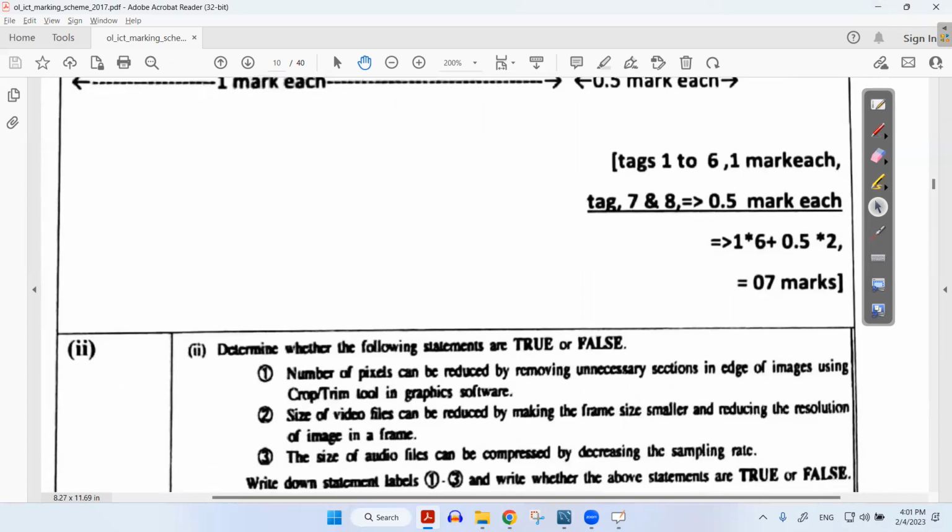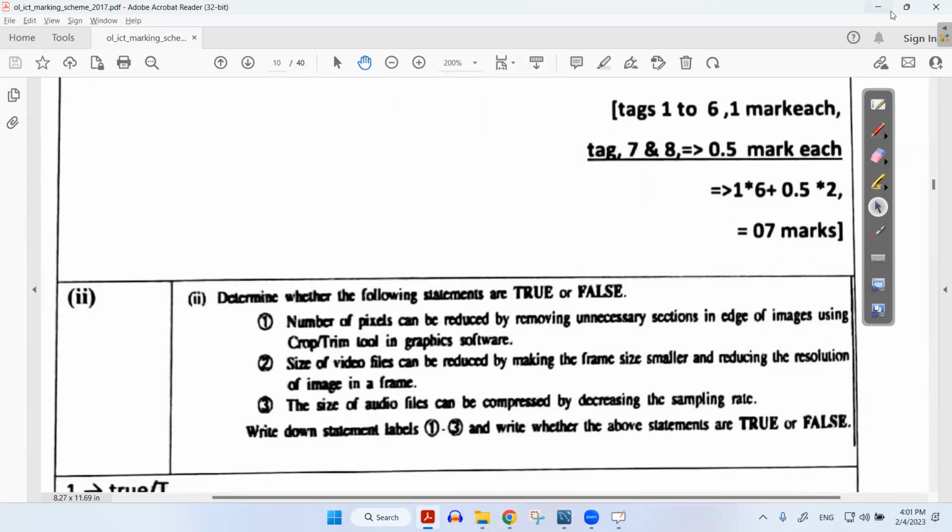And the next part is talking about true and false situations. Number of pixels can be reduced by removing unnecessary sections in the edge of the images using the crop or trim tool in graphic software. Yes, that's true. Size of video files can be reduced by making the frame size smaller and reducing the resolution of the image in a frame. Again, true.